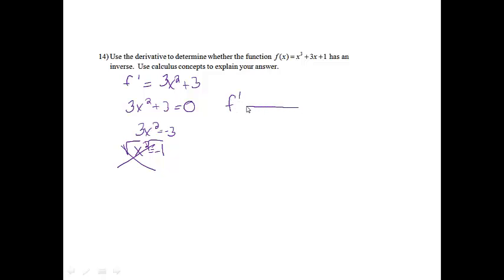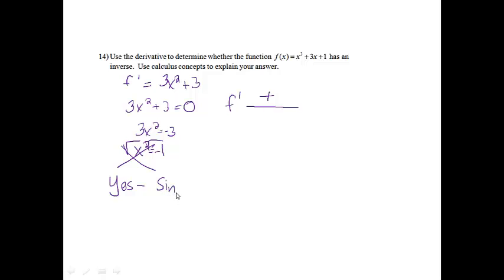So when I make this chart, there is no number to put on the chart, which means I can pick any number that I want to and plug it into the derivative. I'm just going to pick 0 because that's the easiest, I guess. If I plug 0 into the derivative, I'm going to get a positive value. So this means f prime is always positive. So since f prime is always positive, f is strictly monotonic. So we're going to say yes, the function has an inverse.